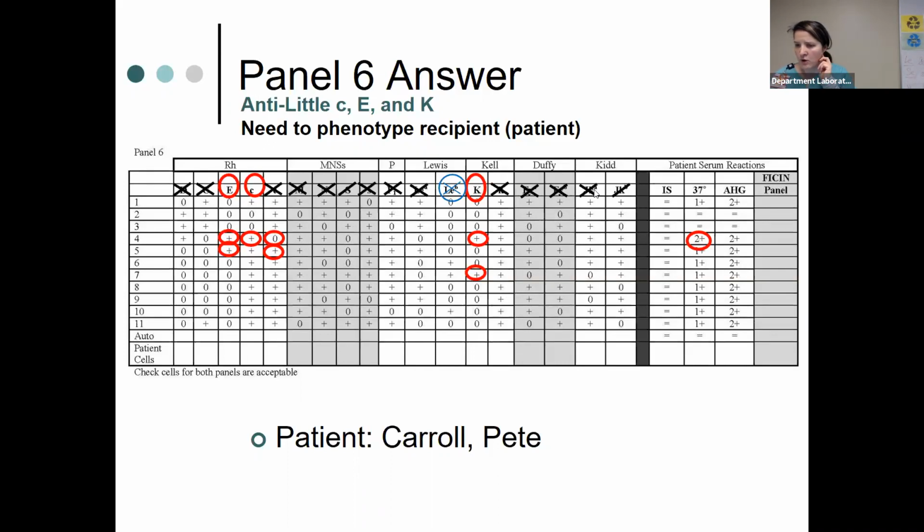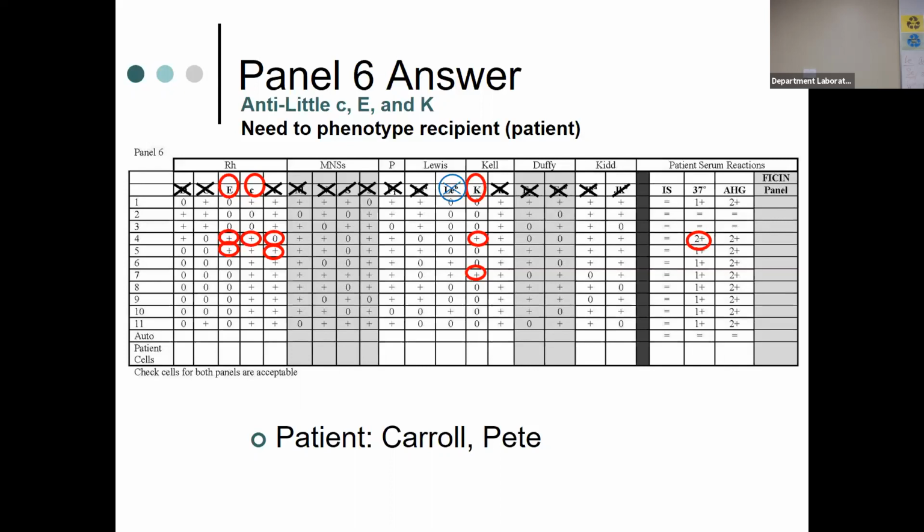Sarah's asking why you know little c is there. Little c matches your pattern of reactivity perfectly. Notice that every cell that is little c positive, you have a reaction at 37 and AHG. That is very typical for an Rh to react at 37 and get stronger at AHG. What we don't know is we can't rule out big E and Kel. So that's why we need to run select cells.